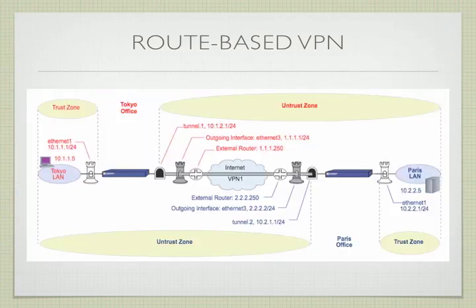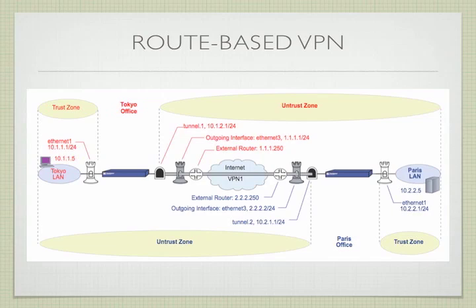So let's take a look at a standard network diagram. This is a two-office situation here. We have Tokyo on the left and Paris on the right. And you see all the interfaces that are created for both of these offices. Tokyo has a trust zone locally and everything else is untrust, and the same for Paris. Paris has the trust zone on the local LAN and untrust everything out further.